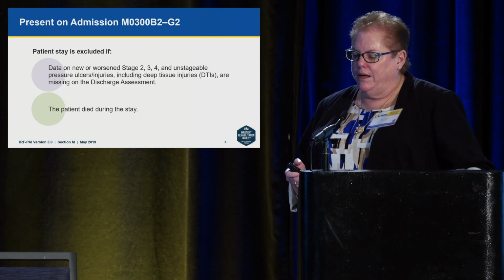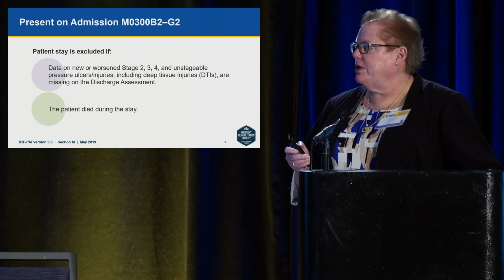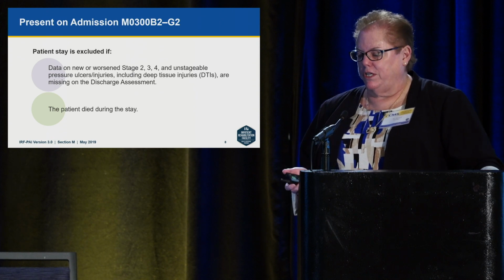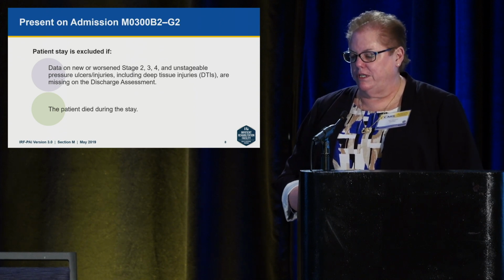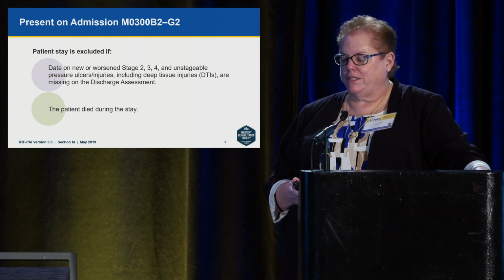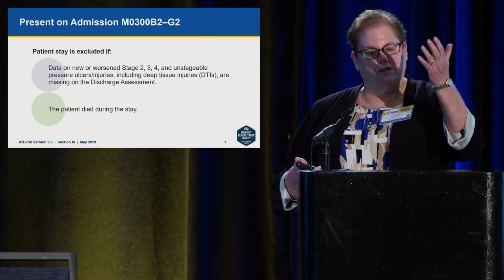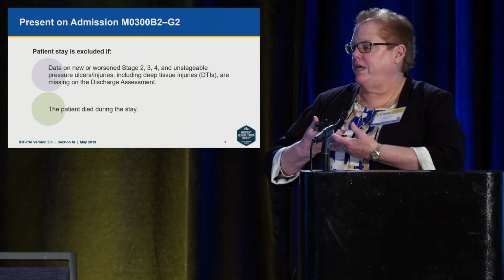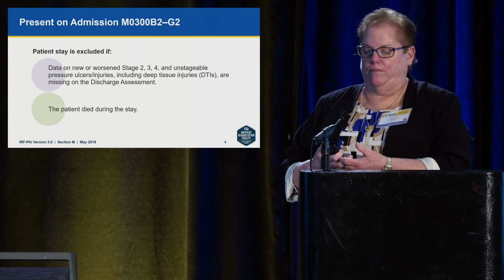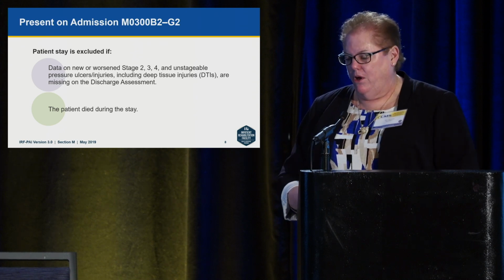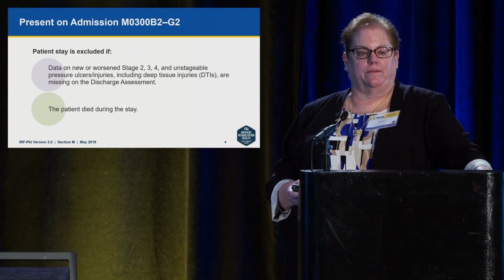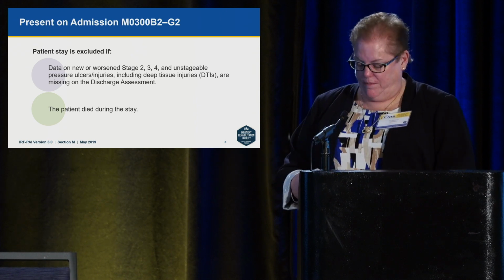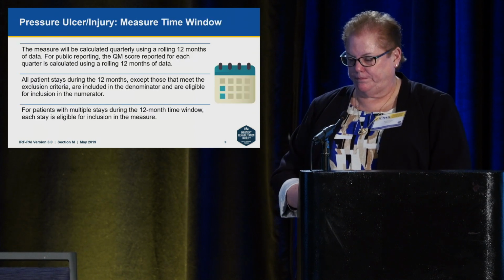So a patient stay is excluded if data on the new or worsened stage 2, 3, or 4 unstageable pressure ulcer injury, including deep tissue injury, are missing on the discharge assessment. So that makes sense, right? Because I just said we need to have an admission and a discharge. If you're missing the information on the discharge, we can't match those, so they get excluded from the file. Or the patient died during the stay. So they're pretty simple. Those are the exclusionary criteria. Otherwise, they're included in the denominator.